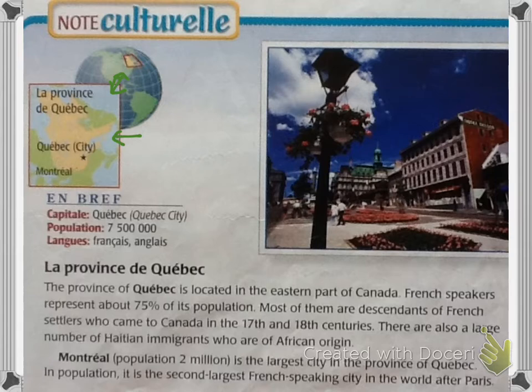La Province de Québec. The province of Quebec is located in the eastern part of Canada. French speakers represent about 75% of its population. Most of them are descendants of French settlers who came to Canada in the 17th and 18th centuries. There are also a large number of Haitian immigrants who are of African origin.